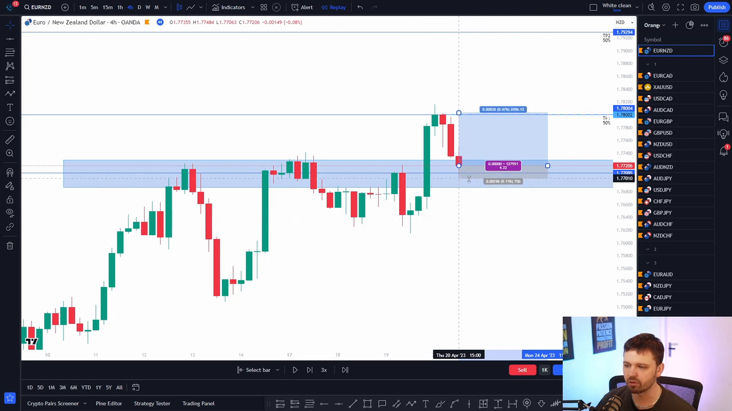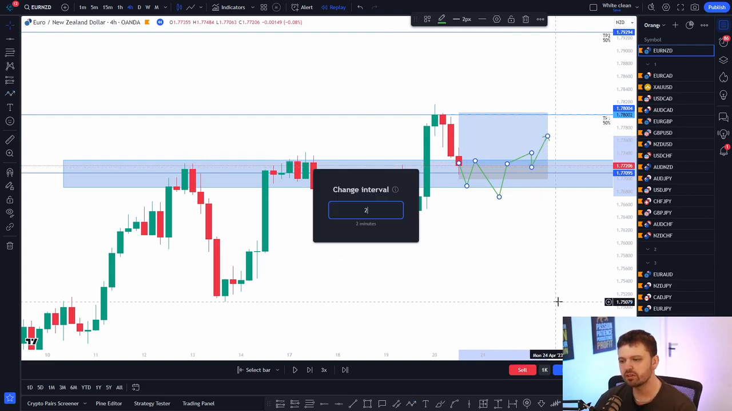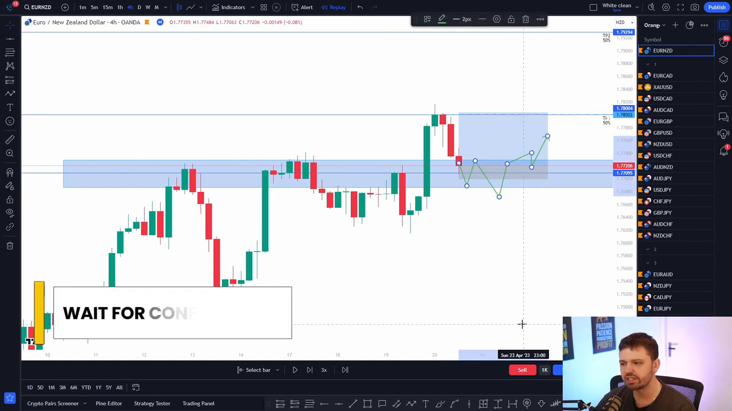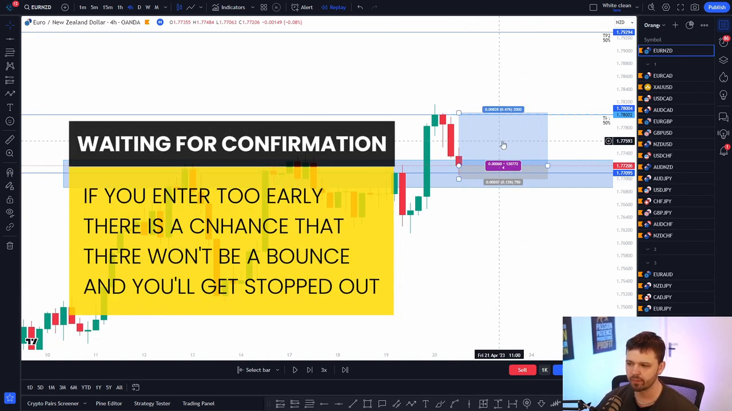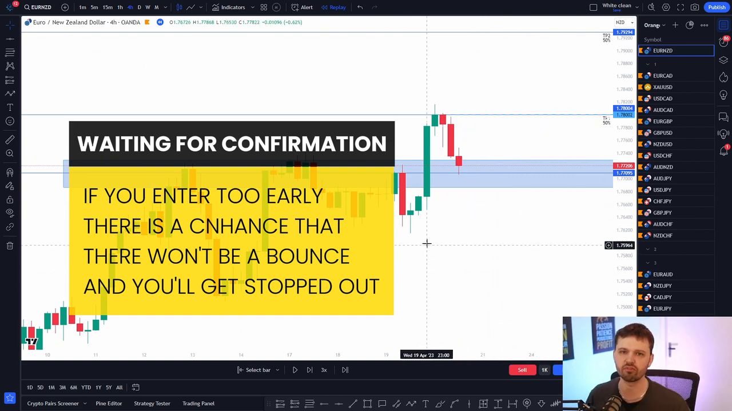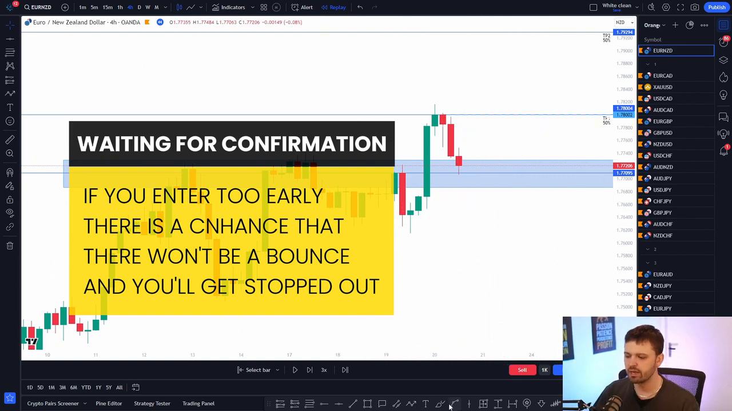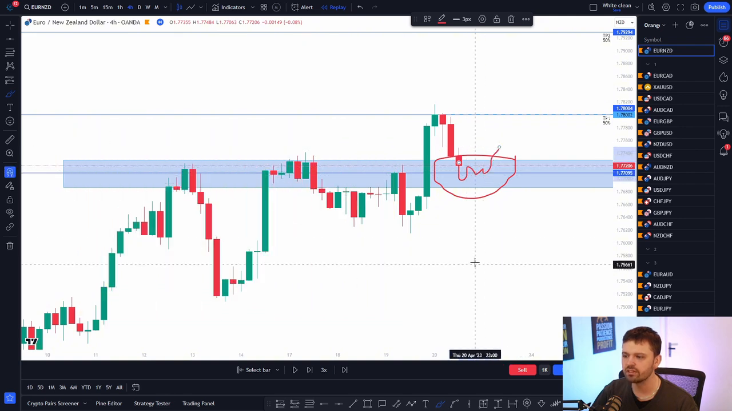I'm gonna put my stop loss below that wick, and then you see that price does something like this, and then it kind of moves higher. It's important to wait for clear confirmation that there is a bounce on this level. If you enter too early, chances are that you are going to get stopped out before that confirmation happens, because this whole level right here is where we expect price to have some sort of reaction. It can move around here for a bit and then start moving higher.